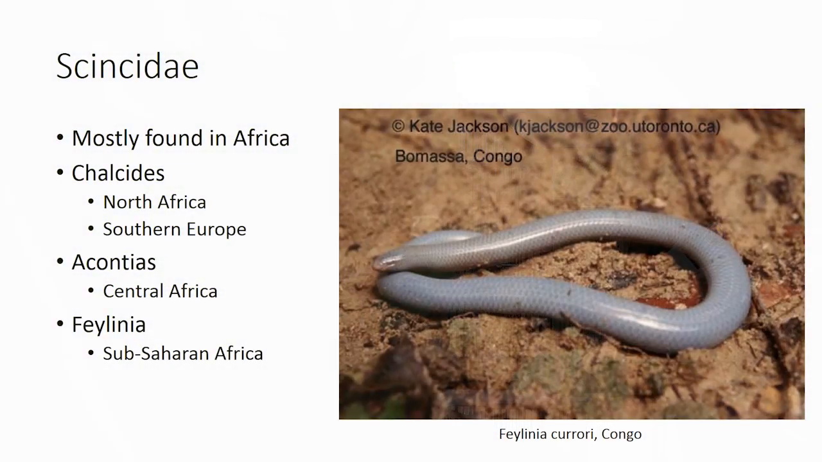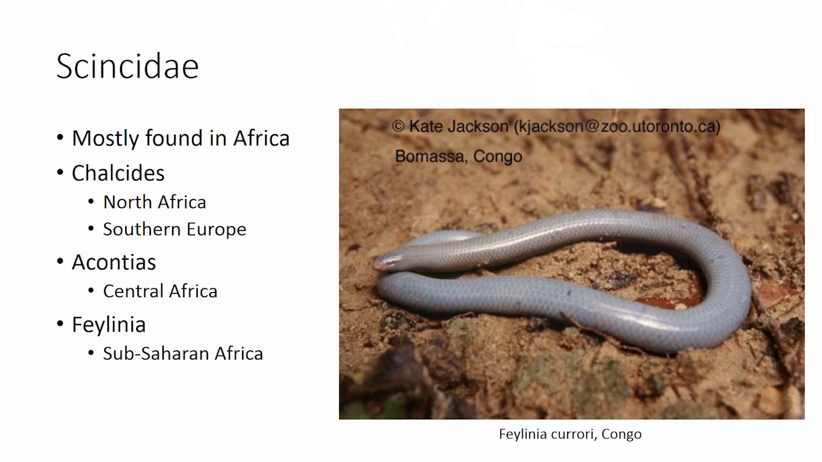The next genus is Feylinia. Now, Feylinia is a very small genus of limbless skinks found in sub-Saharan Africa, a little farther north, often near the Atlantic coast. This species here, Feylinia currori, is the most widespread species with isolated populations found in Sierra Leone and Nigeria. Though Sierra Leone is actually kind of dubious, it was still being peer-reviewed, but it can reach sizes up to a foot long and tends to burrow.